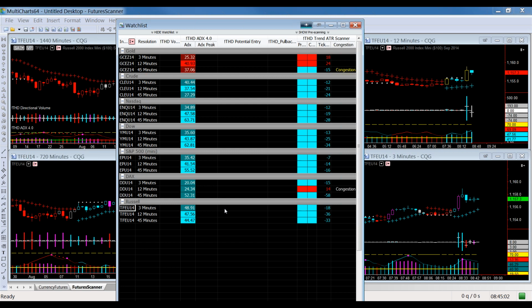Which markets are trending strong? NASDAQ, Dow, S&P 500, and that's it. How do I know that? Because they're above 50. Above 50 is a strong trend. Would a dark color be a strong trend? No, because it's correcting. Does everybody understand how I just did that?